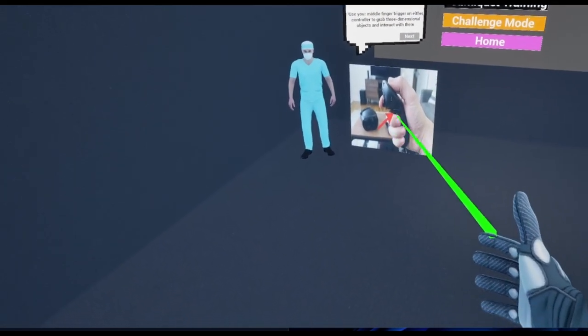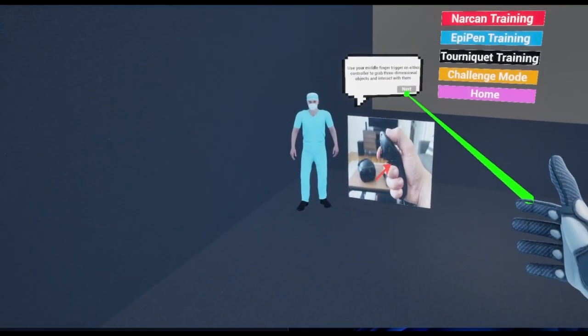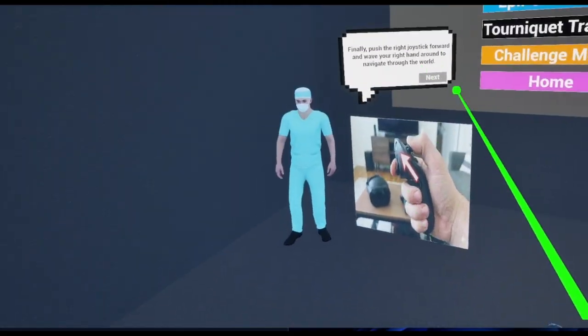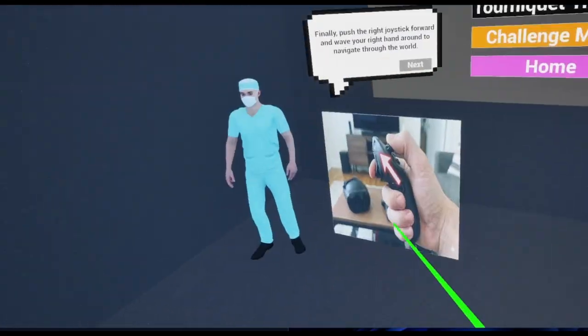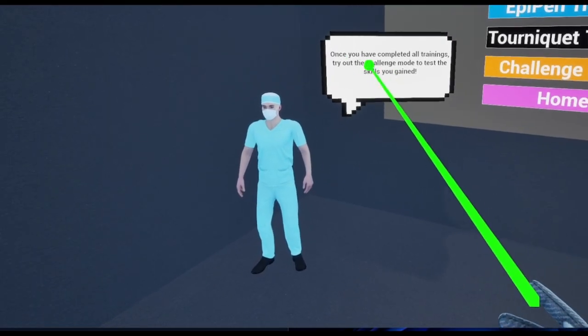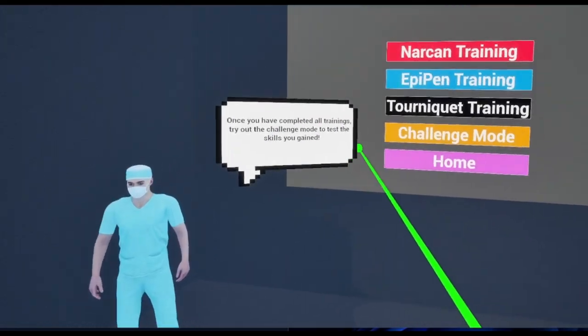Use your middle finger trigger on either controller to grab three-dimensional objects. Finally, push the right joystick forward and wave your right hand around to navigate through the world. Once you have completed all trainings and are familiar with the controls, try out the challenge mode.